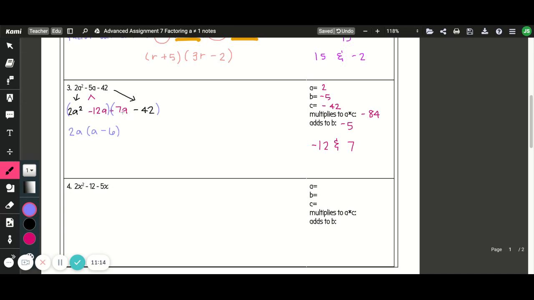In the second group, 7 and 42 are divisible by 7. This one's a positive, so I'm going to take out a positive 7. And then what do we have left? I took out the 7, so I'm just left with the a. Negative 42 divided by 7 is negative 6. So these two match. That's good. That means that they make up one of the factors. Oops, minus. The GCFs that I took out, the 2a plus 7 makes up the second factor.